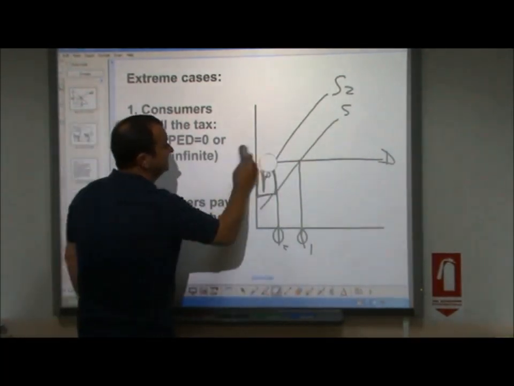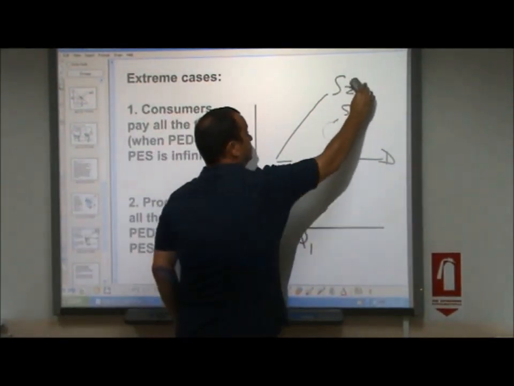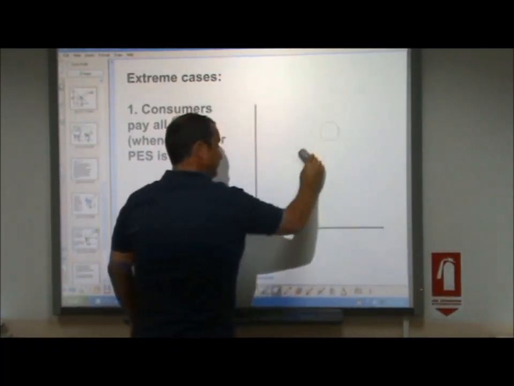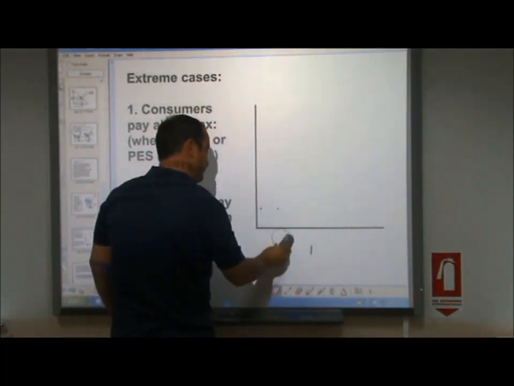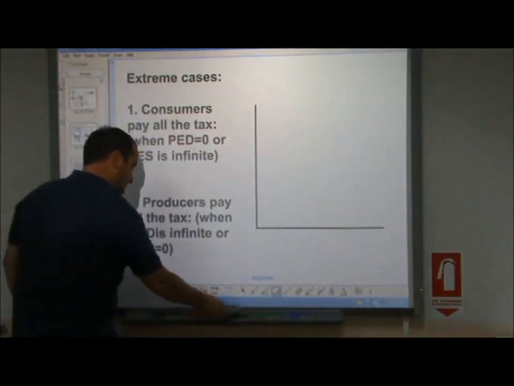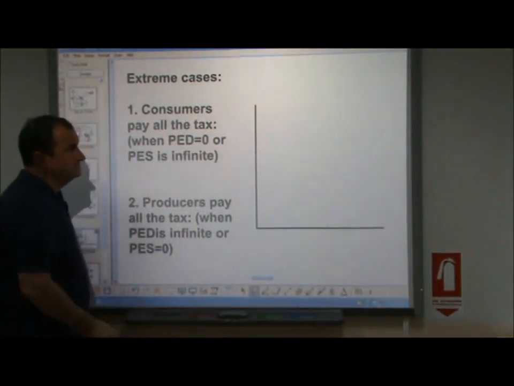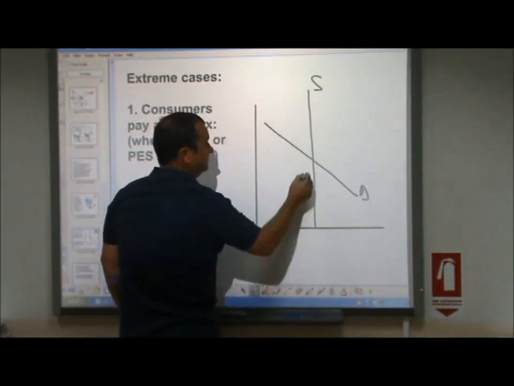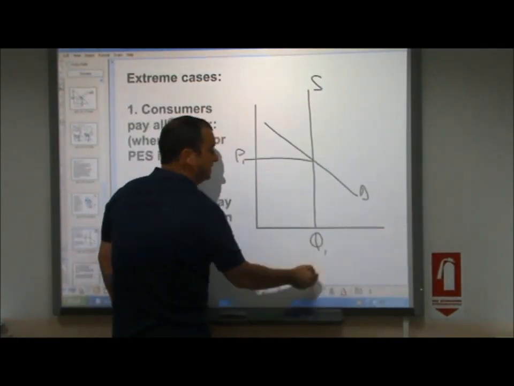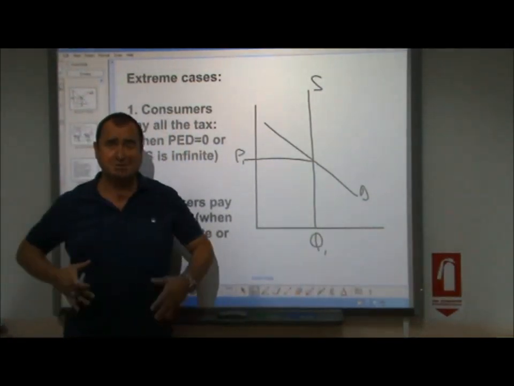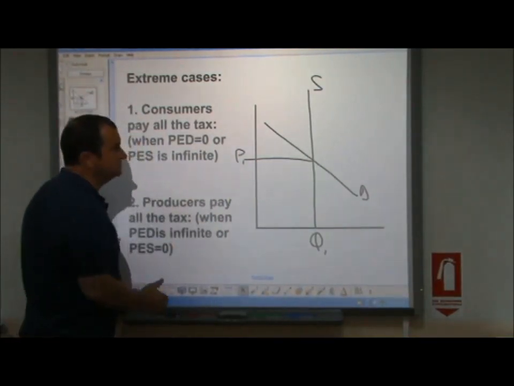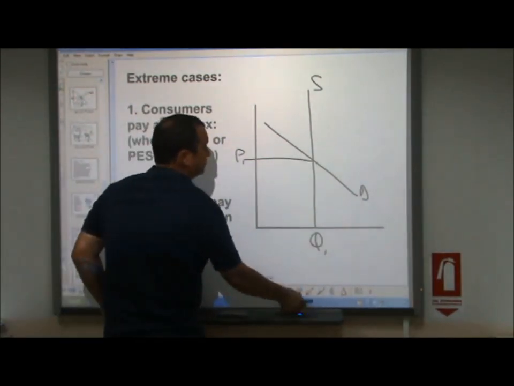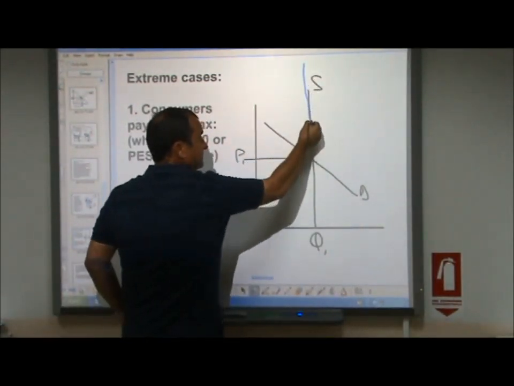There is one more extreme, which is the weirdest one of all. It's this. Very strange when PES is 0, so if the supply curve is vertical and the demand curve is here, there's the equilibrium point, P1, Q1. Now, this is weird because to impose a tax now, I have to shift the supply curve upwards, but we can't see that because it shifts up upon itself. I'll kind of draw it like this. The supply curve might look like this.